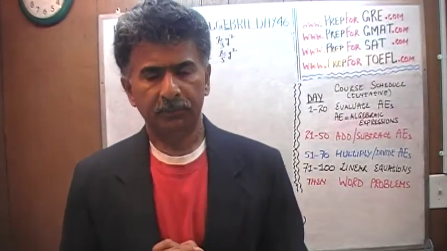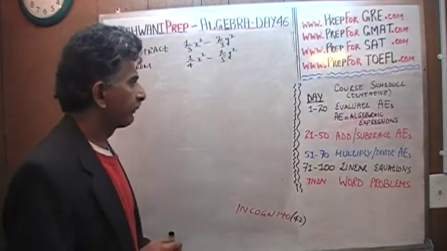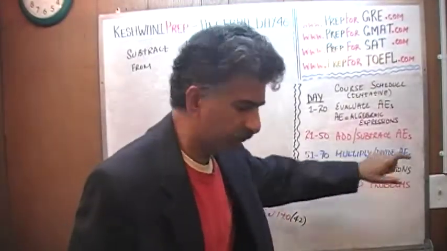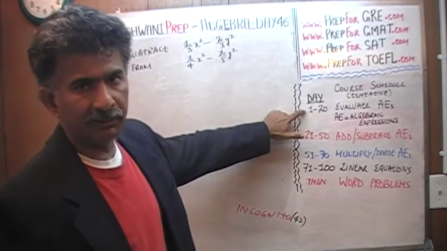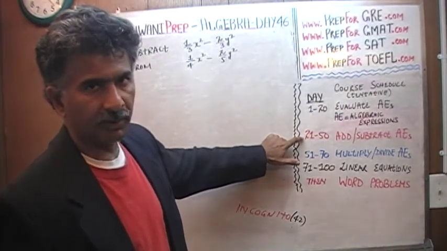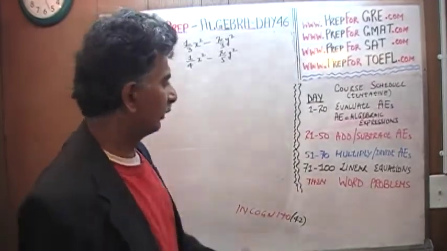We are here because we want to learn algebra. Today is our day number 46, lesson number 46. The problem is already on the blackboard. We are right now in the process of learning how to add and subtract algebraic expressions. In the first 20 days we learned how to evaluate algebraic expressions. Now we are learning how to add and subtract algebraic expressions. We have 5 more days to go. Today is day number 46.